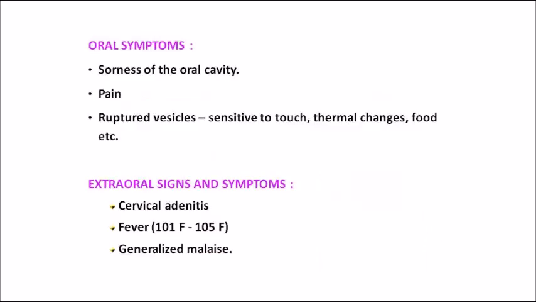lesions. So, moving on to symptoms. One is soreness of the oral cavity, pain, and the ruptured vesicles are very sensitive to touch, thermal changes, and food. So, in general, pain and sensitivity, whereas ANUG had other typical features like metallic taste, fetid odor. So, that is how you identify. The extraoral signs and symptoms are almost similar. There is cervical lymphadenitis, then fever is there, and generalized malaise or fatigue is also present.